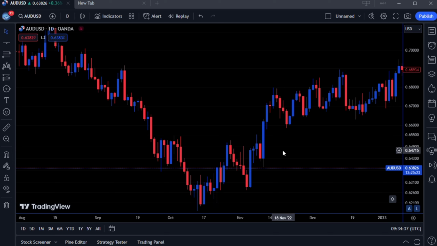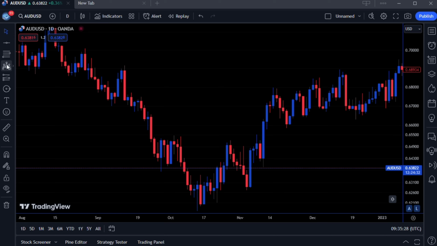Here is the head of the pattern and the left and right shoulder. Their formation gave rise to this inverted head and shoulder pattern. Pullbacks that happened during the formation of this pattern form a support level. This support level, when broken, means that prices are likely to continue movement in that direction.